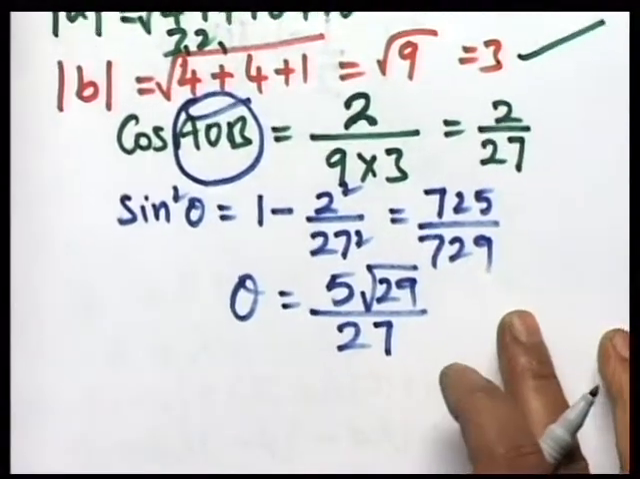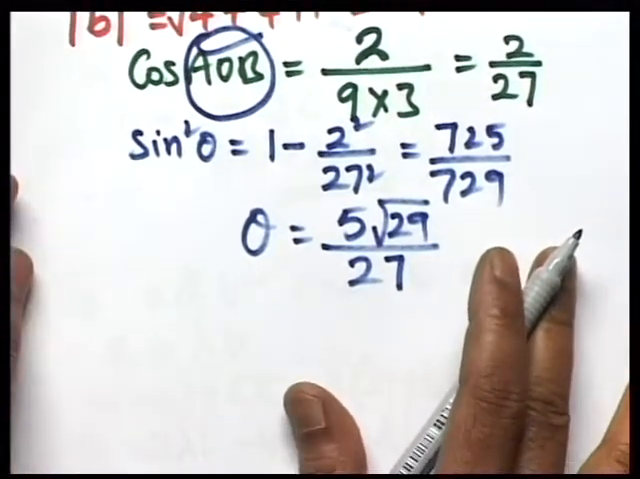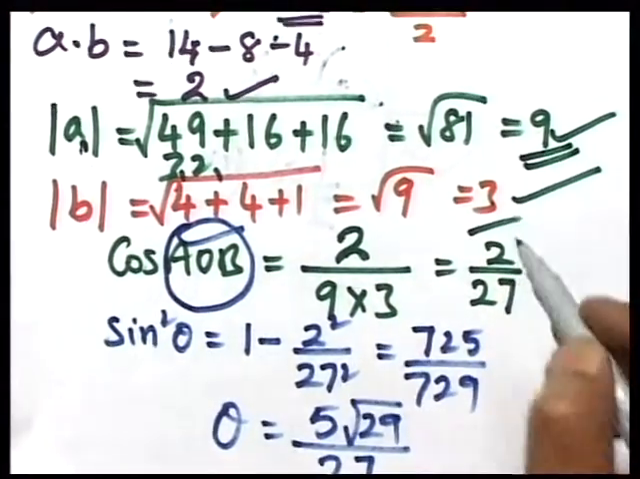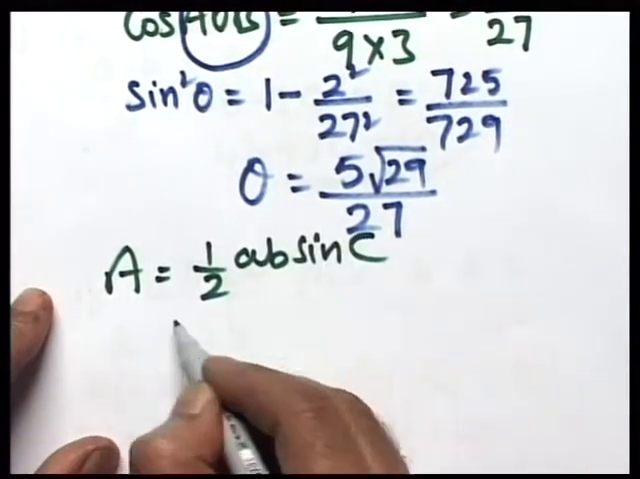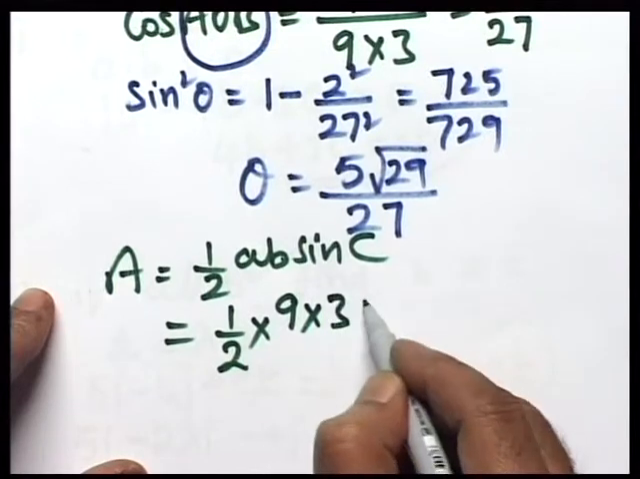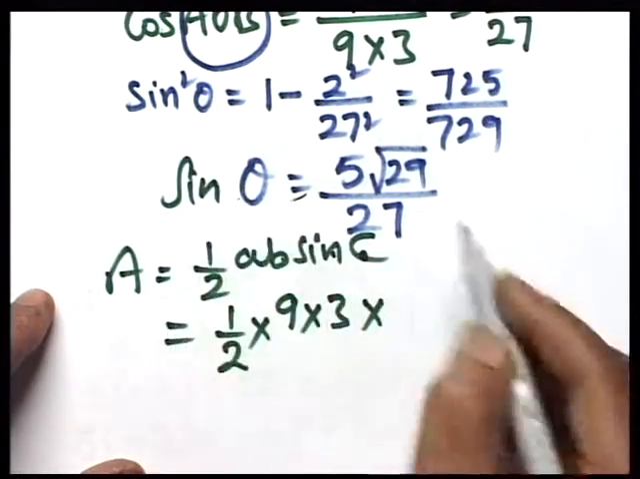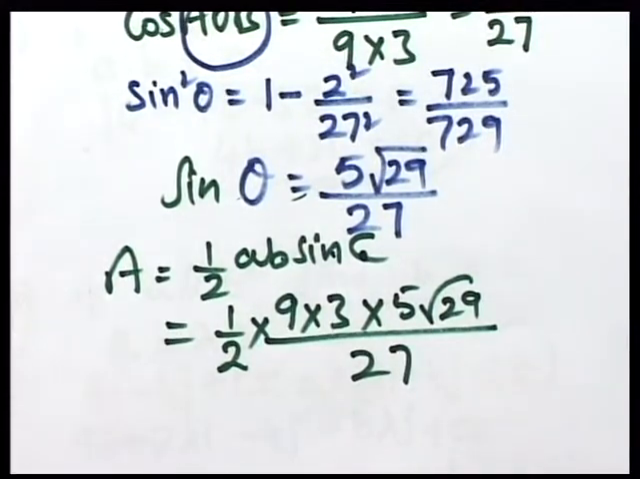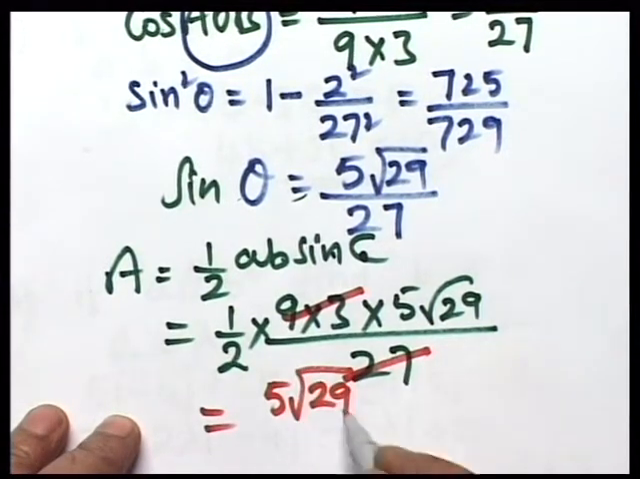Once you reach that stage, we know the sine theta value, and the area of the triangle is half AB sine C. Modulus of A is nothing but the length of the line, so it's 9, and B is 3. So area is half times 9 times 3 times sine theta, which is 5 root 29 divided by 27. You all know what is happening now: 9 times 3, 27 cancelled. The answer is 5 root 29 divided by 2.